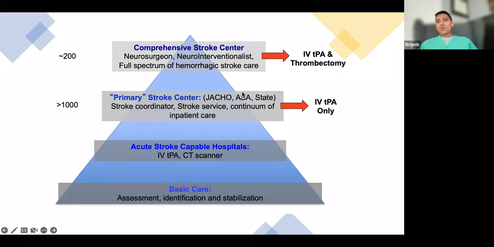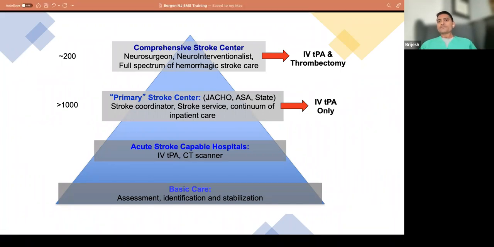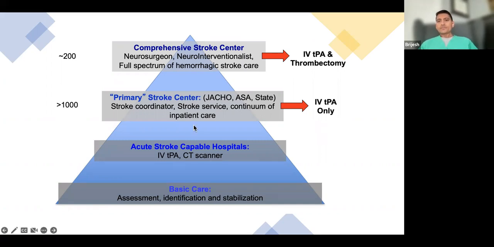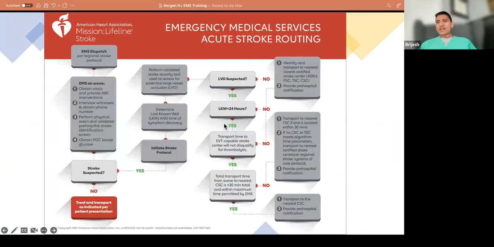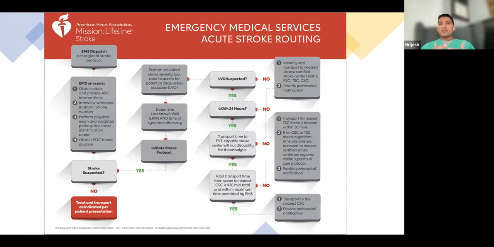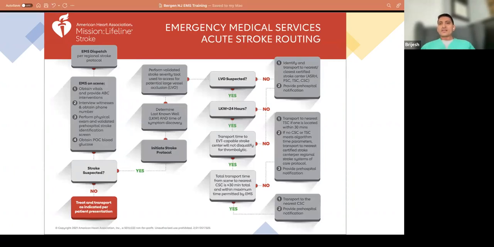And so the more EMS can recognize that this might be a suspected large vessel occlusion stroke in the field, instead of going to a PSC, you now have the option of triaging to a thrombectomy or a comprehensive stroke center directly and bypassing a PSC. In your region, it sounds like, because of the availability of comprehensive stroke centers, you're not facing that type of scenario or dilemma.